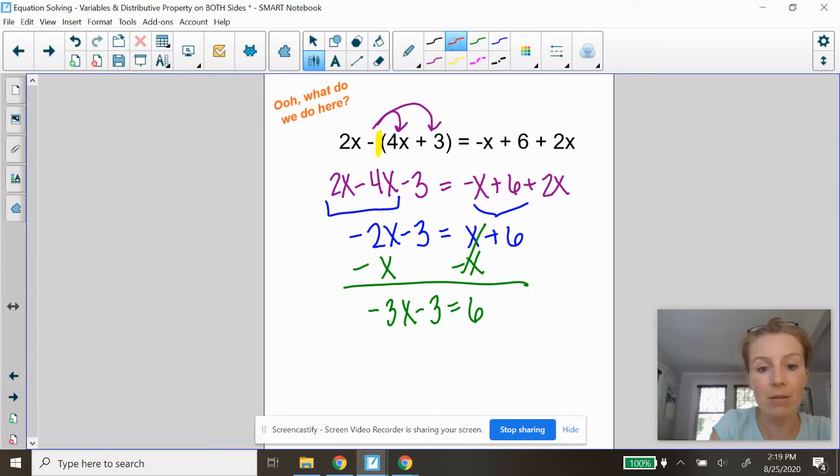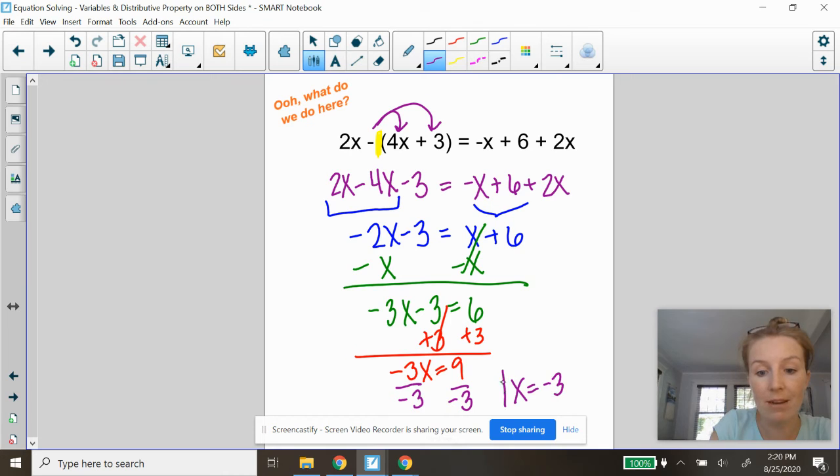Now I want to get that variable term by itself. So I'll add 3 to both sides, which will leave me with negative 3x equals 9. And now I just need to get the x by itself. So I'm going to divide by negative 3 on both sides, which will get me a solution of x equals negative 3.